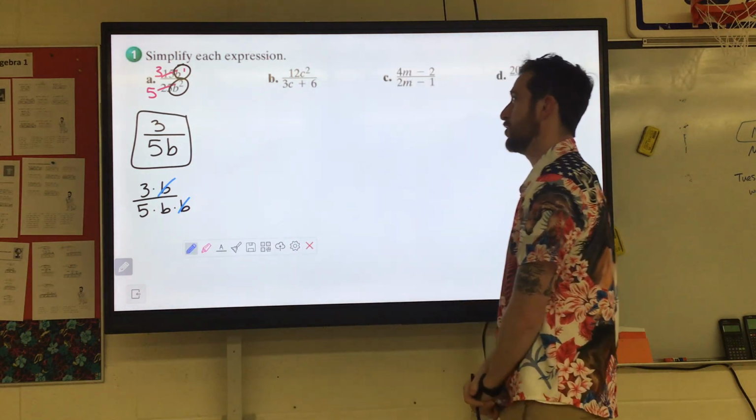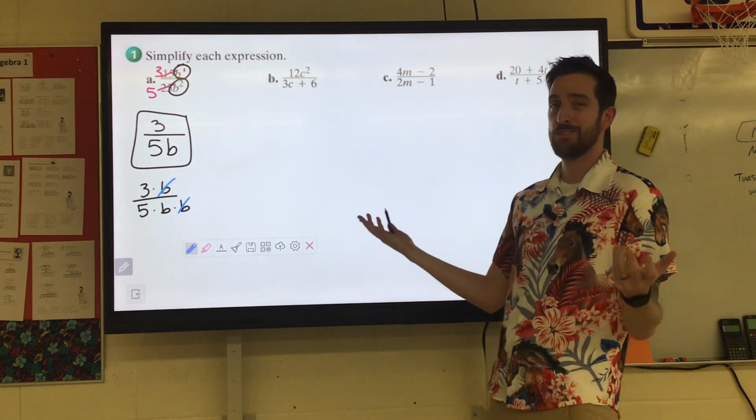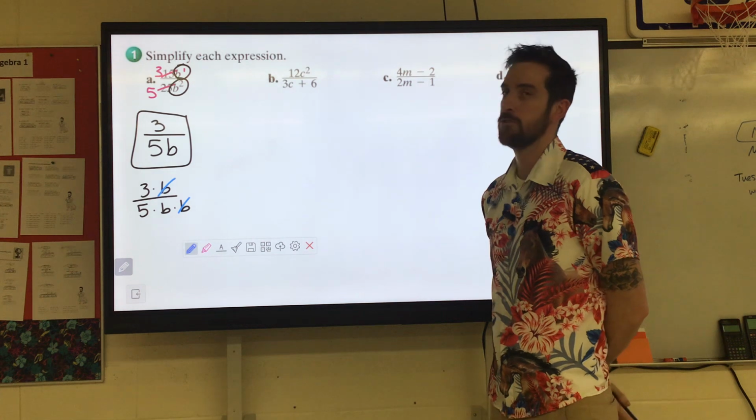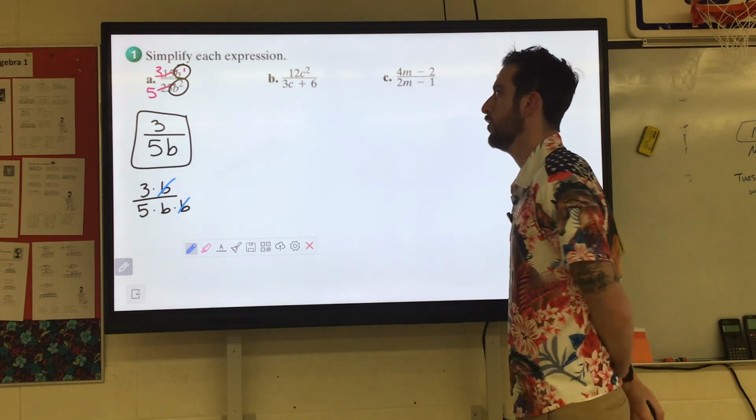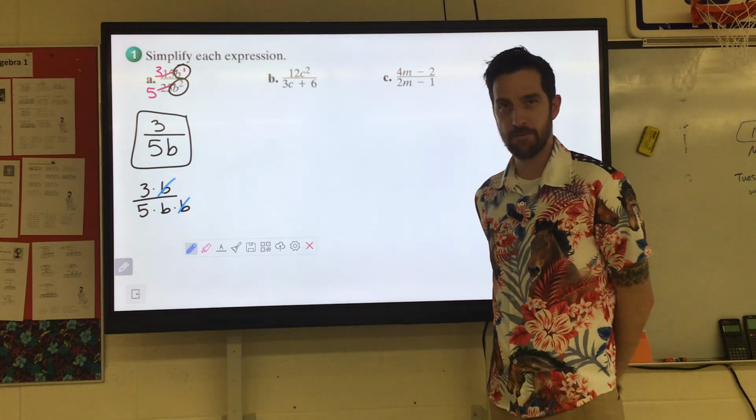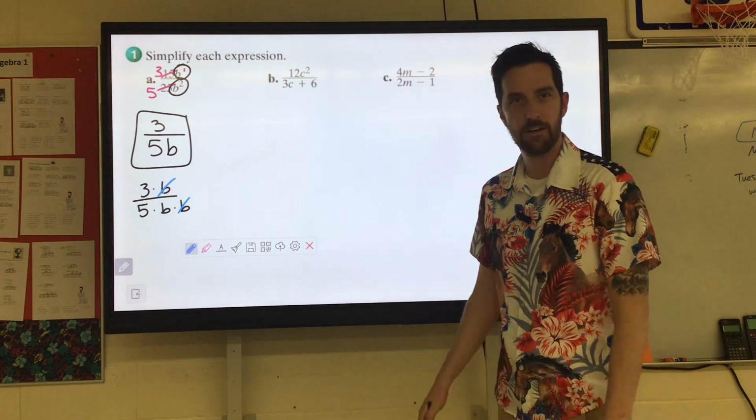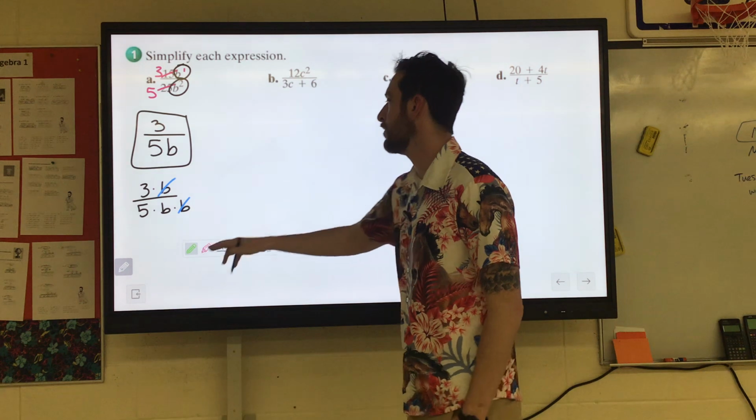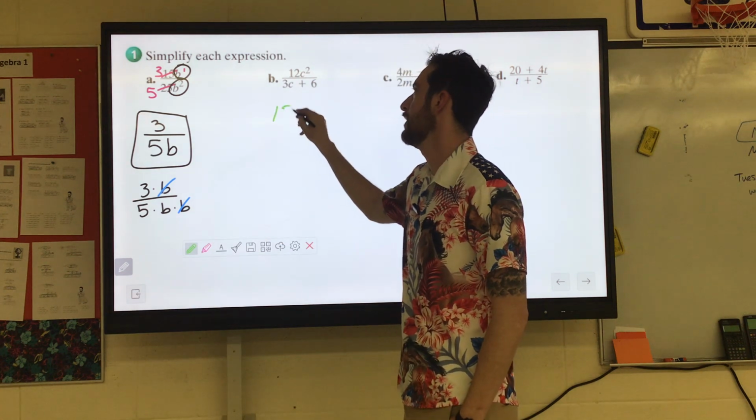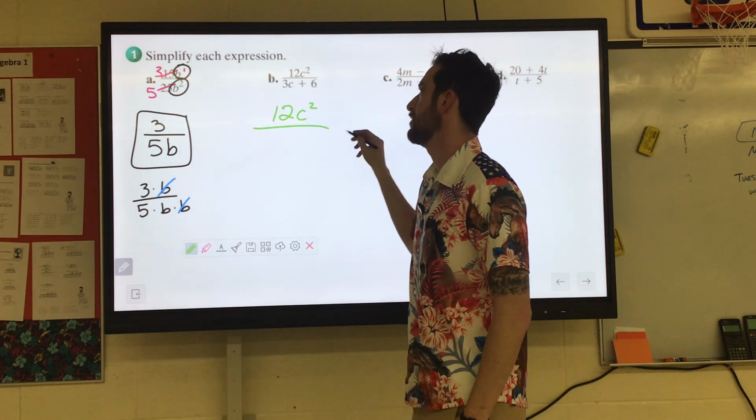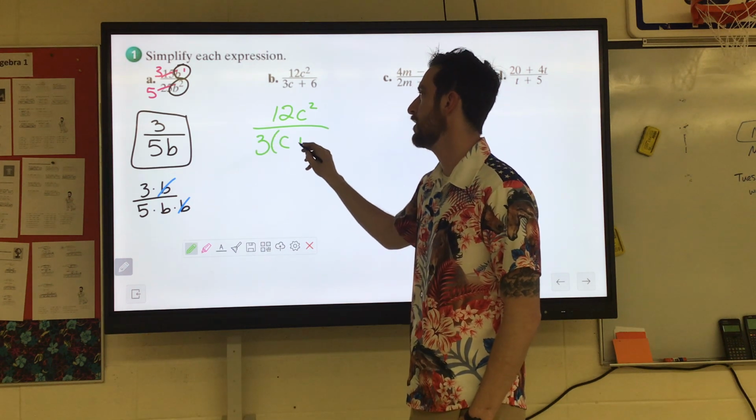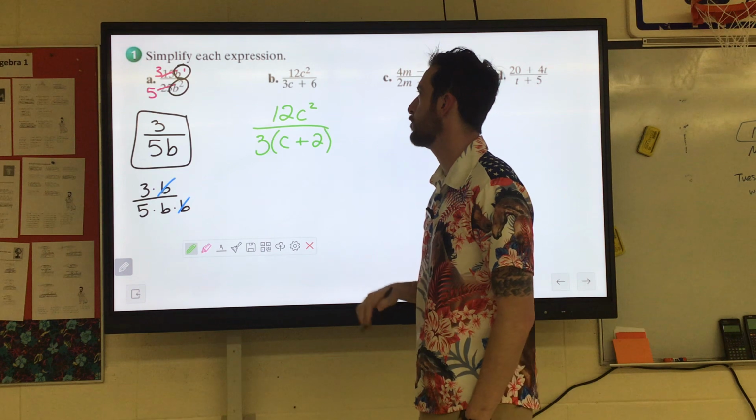All right, look at this second one, 12c squared. It's just one term. The denominator has 2 terms and it's got addition, so I'm going to have to factor something out. What do 3c and 6 have in common? They both have a 3 in common. So we could factor out a 3 there. If we did that, I'm going to rewrite the 12c squared up top. Denominator, we factor out a 3. 3 times c is 3c. 3 times positive 2 is positive 6.